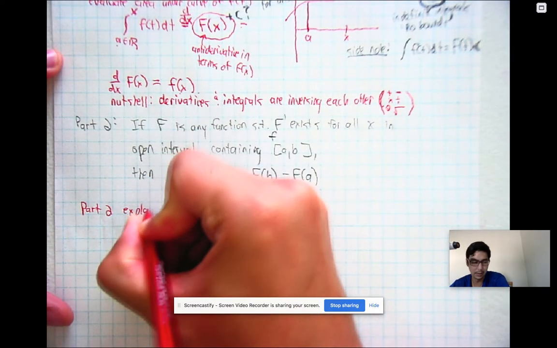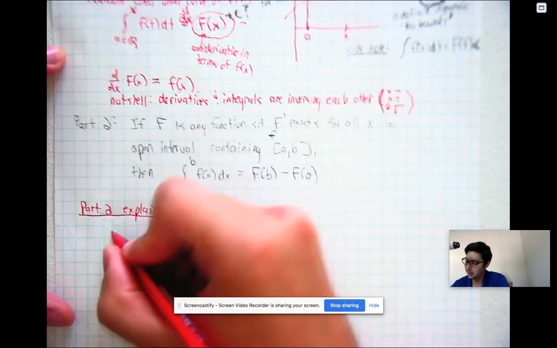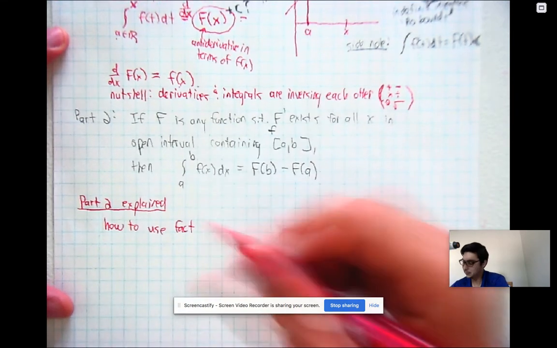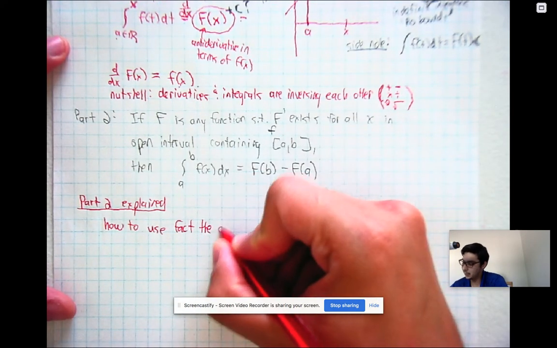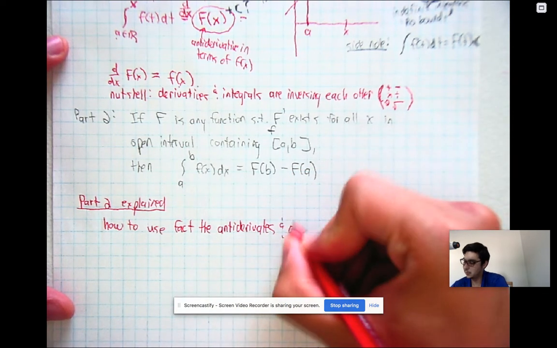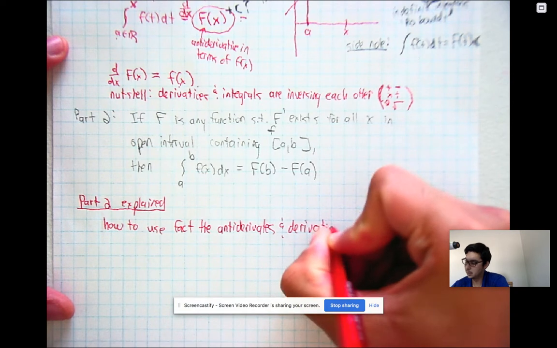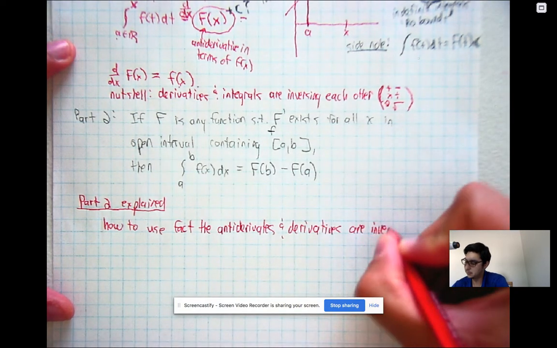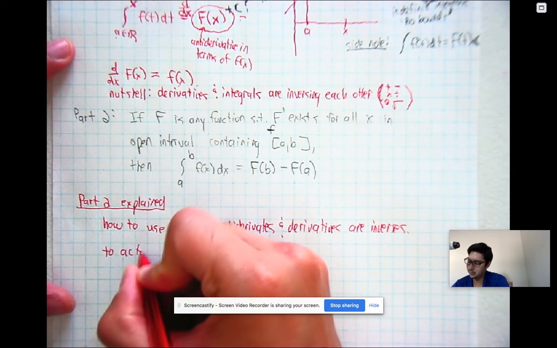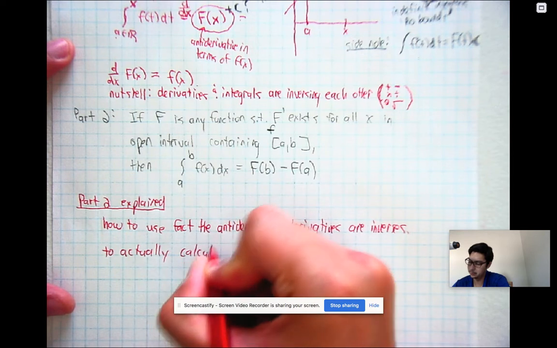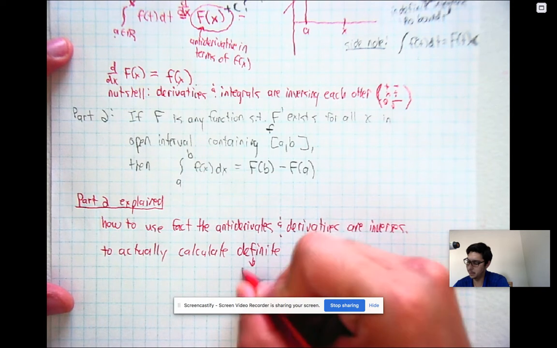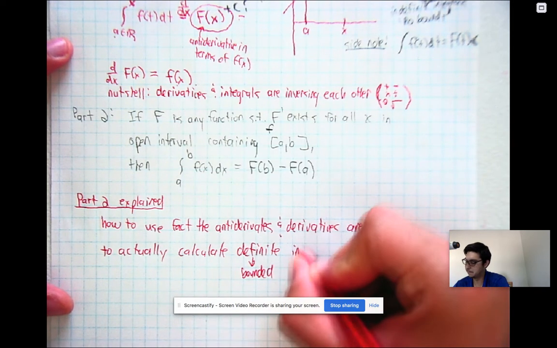So what part two is really telling us is how to use the fact that antiderivatives and derivatives are inverses of each other. And we use this to actually calculate definite integrals. Definite, which is just another word for bounded integrals. Okay.